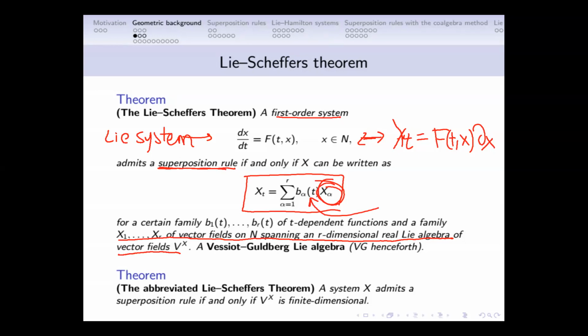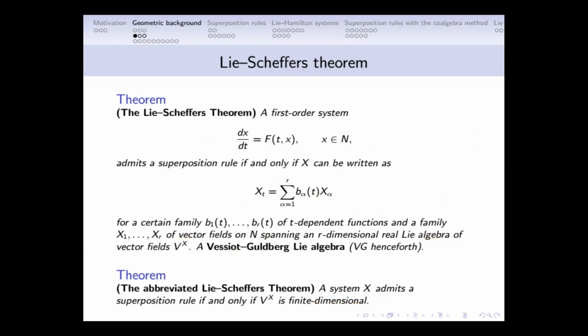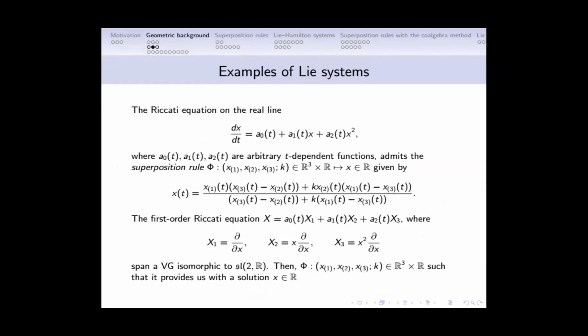And this finite dimensional Lie algebra formed by these vector fields is called the Vessiot-Guldberg Lie algebra, which is the minimal Lie algebra that we were introducing, and that will give us the derived series at any time, etc. Another way of enunciating this theorem is saying that a time-dependent vector field, we put the t here, admits a superposition rule if and only if the Vessiot-Guldberg Lie algebra associated with it is finite dimensional. So to clarify this, I'm going to show you an example.